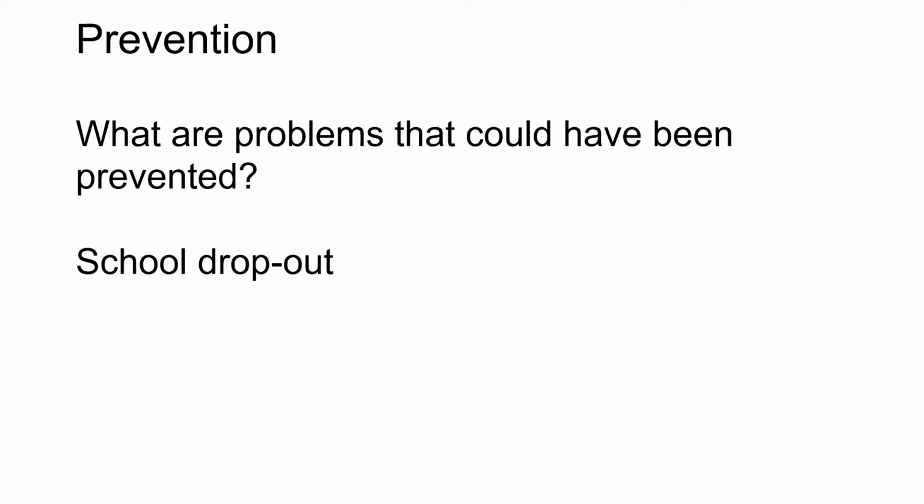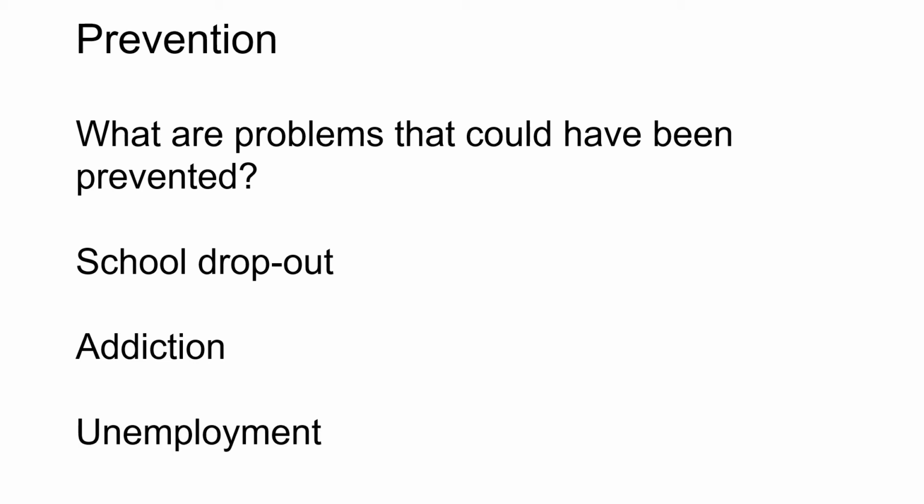For instance, school dropouts. If a person didn't drop out of school, they would at least have completed a high school diploma, leading to better job opportunities and even higher education. Addiction. If a person could have been prevented from beginning the path down to addiction, they would never have to deal with all the consequences afterwards. And even unemployment could be prevented if there were policies in place to provide enough jobs and job training.